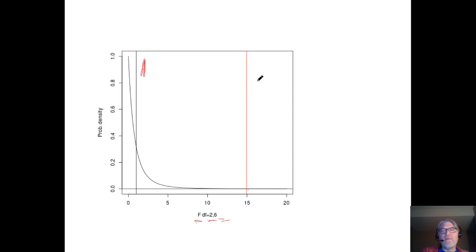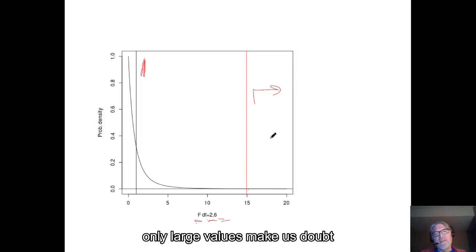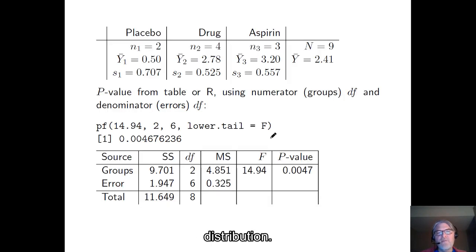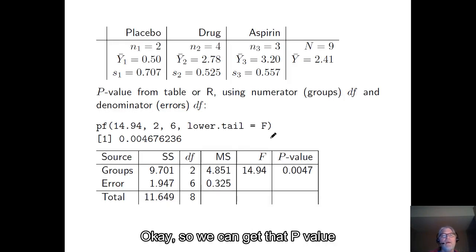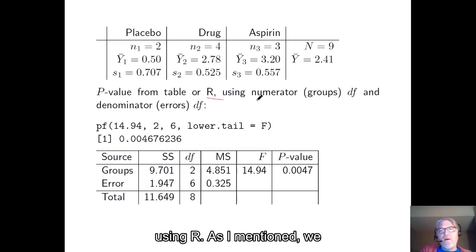In the F distribution, much like the chi-square, we're only calculating probabilities in the rightward direction. Only large values make us doubt that the null is true. And so we don't do a two-tailed test. We just look at one tail of the distribution. Okay, so we can get that p-value from a table, or using R.